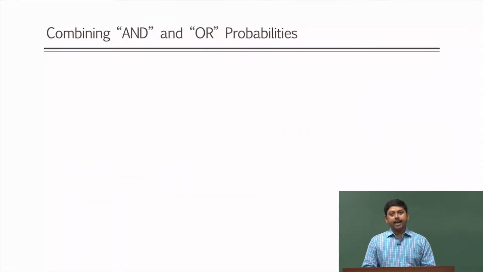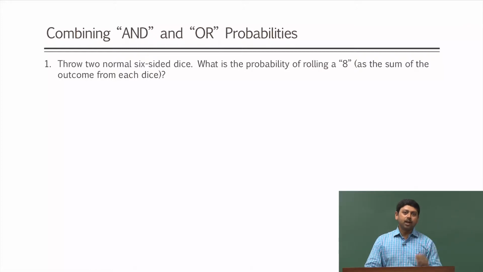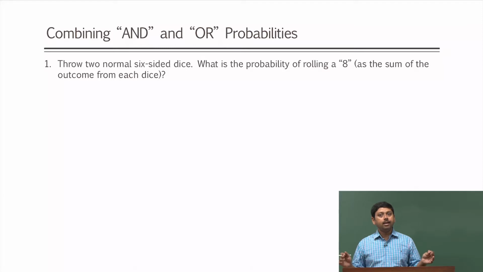So, now combining AND and OR, that is slightly more complicated. Throw 2 normal 6-sided dice, what is the probability of rolling an 8 as the outcome? Now, you see, as I said, with one dice we cannot get 8. However, if we throw 2 dice and calculate the sum of the outcome, then we can get anywhere from 2 to 12. Why 2? Because the smallest number is 1. So, 2 dice, 1 plus 1 will be 2. So, minimum it has to be 2. What is the maximum? Say both of them come 6, 6 plus 6 is 12. So, it can be anywhere between 2 and 12.